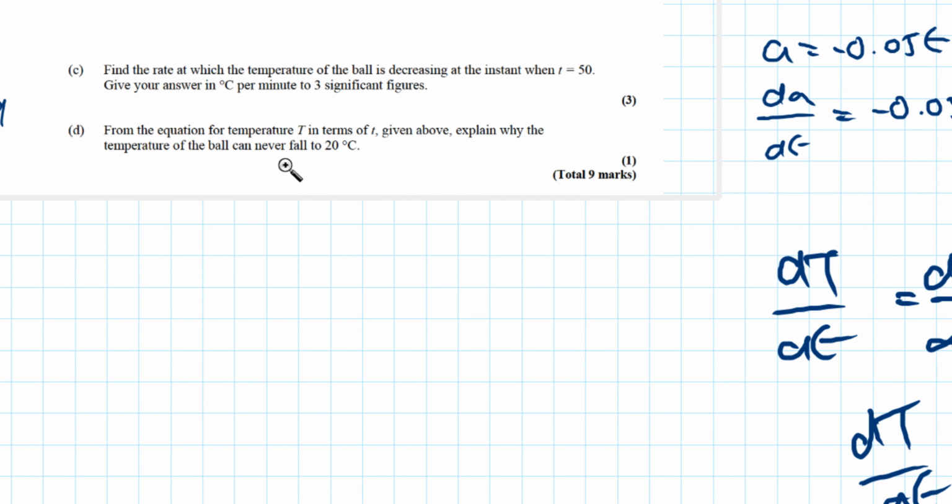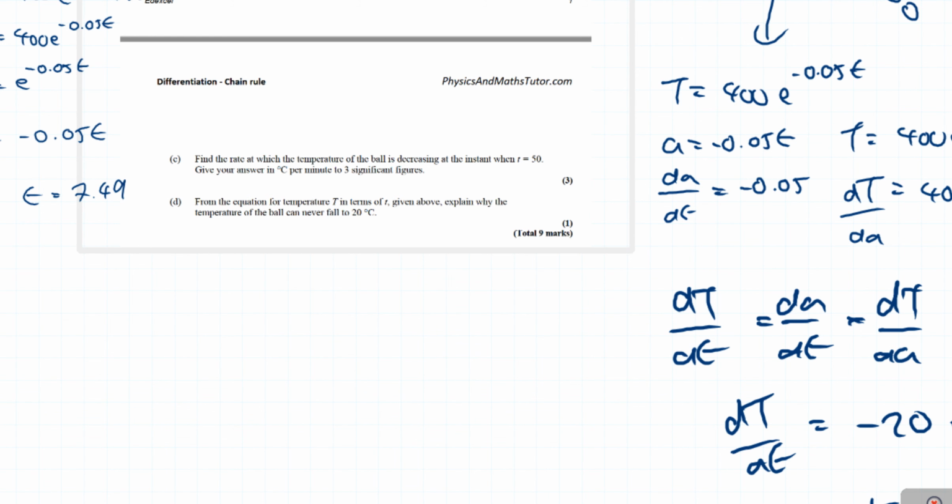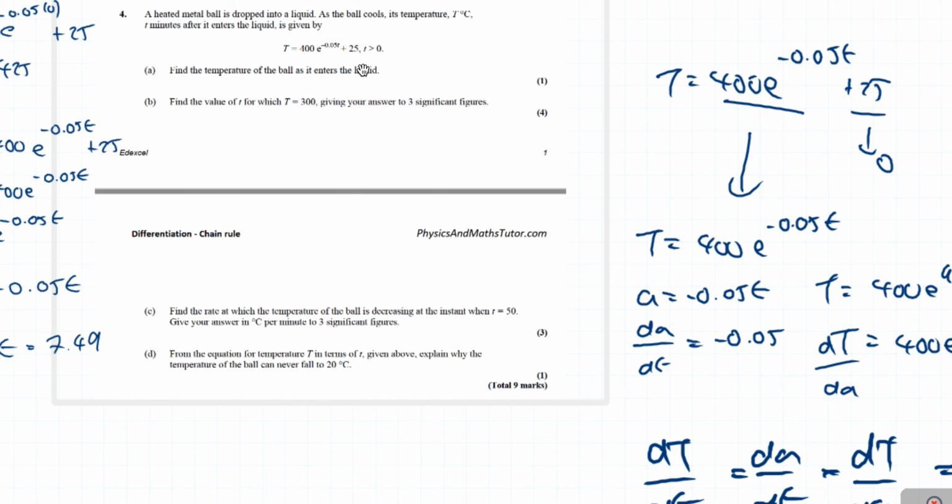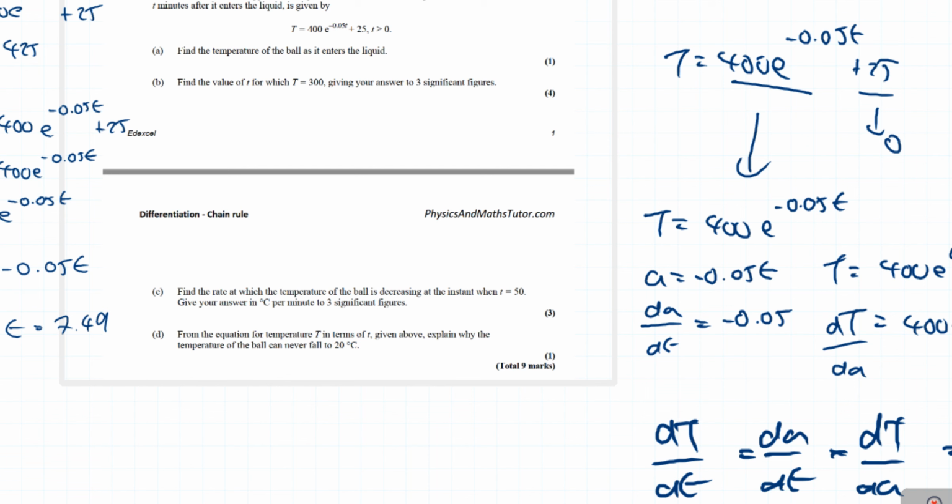From the equation for temperature T in terms of t given above, explain why the temperature of the ball can never fall to 20 degrees. So why can't it fall to 20 degrees? So essentially here we're going to look at big T. So let's say that t is equal to 9,999. So big T is 400 e to the minus 0.05 times 9999 plus 25.